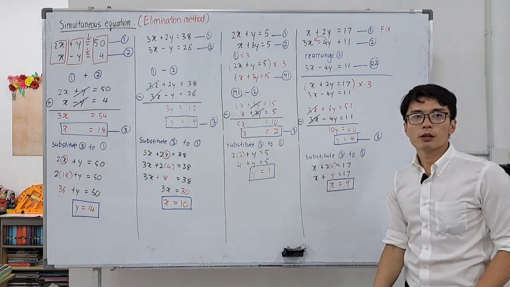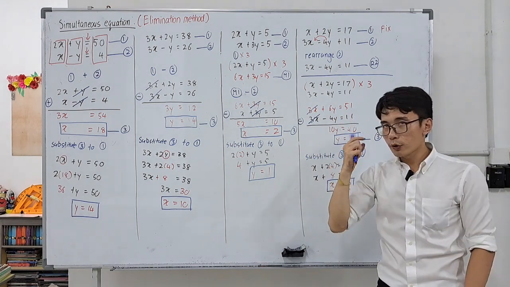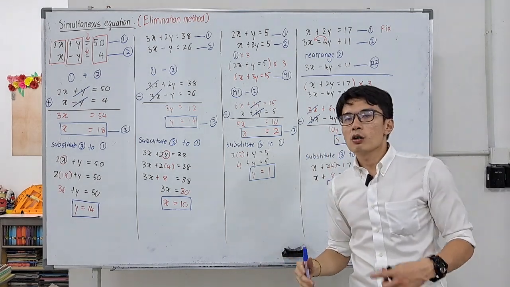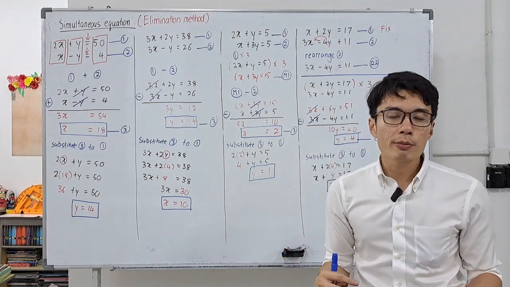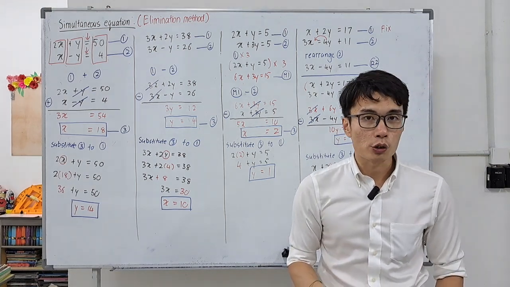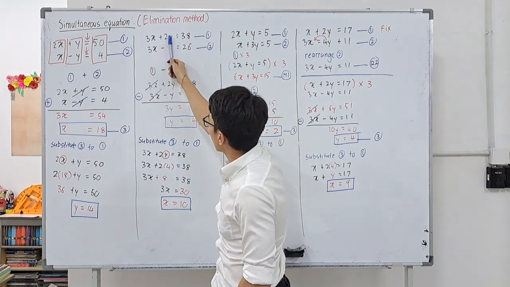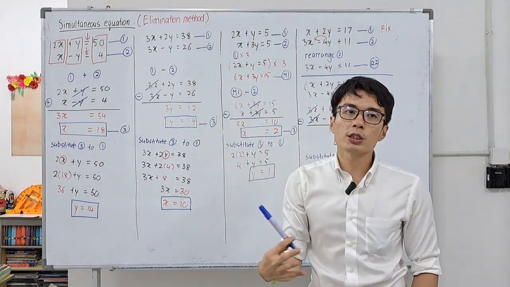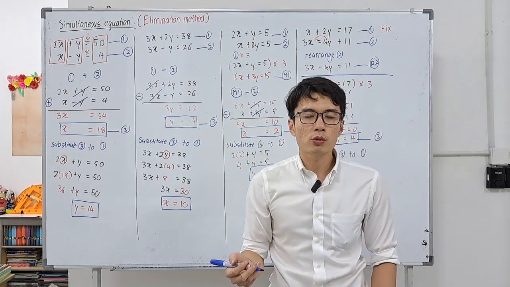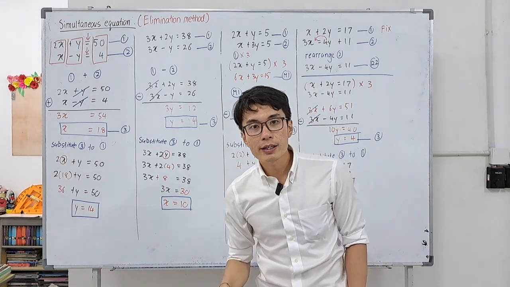Okay, done. I hope with all these 4 examples, you have understood how to utilize the elimination method when you do simultaneous equations. The key idea is the moment you see that they are aligned, you can just quickly use the elimination method to solve your simultaneous equation. Okay, that's all. Thank you.